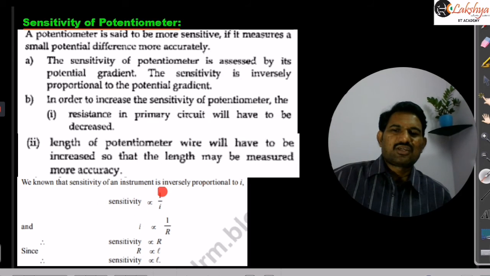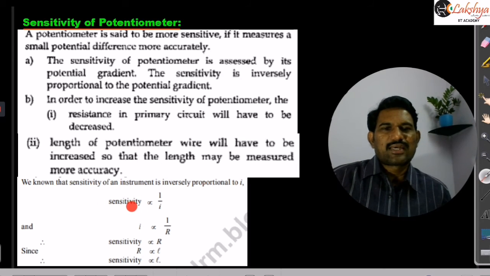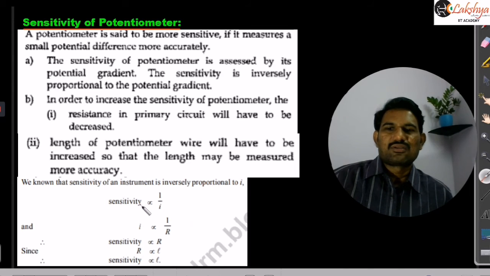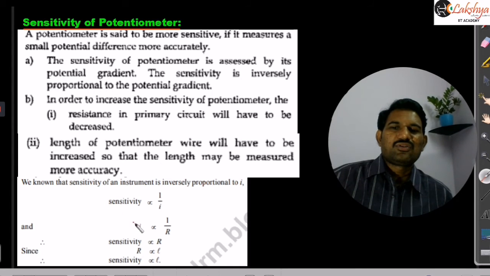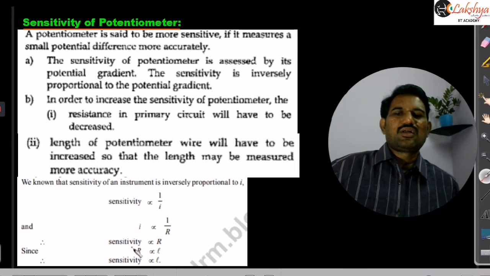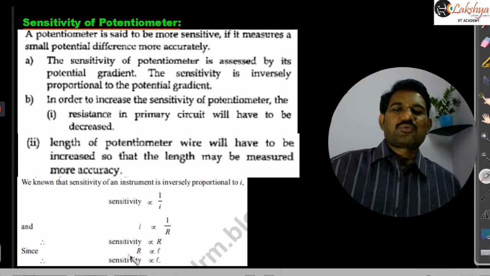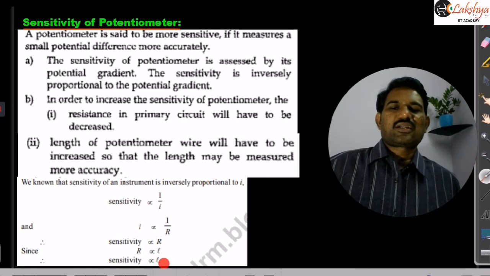We already discussed in the galvanometer that current sensitivity is inversely proportional to the current, because current sensitivity is defined as deflection per unit current, right? Theta by I, as we mentioned in the galvanometer discussion. So sensitivity is inversely proportional to I, and I is inversely proportional to R. So sensitivity is directly proportional to R, and R is directly proportional to L, so sensitivity is directly proportional to L.